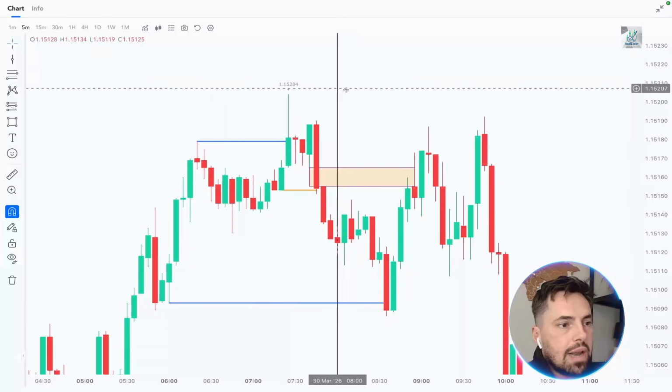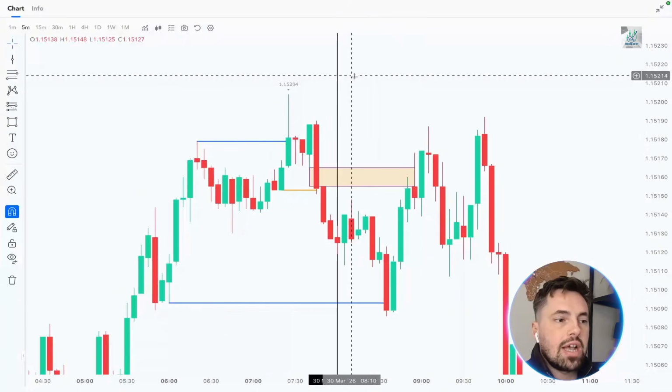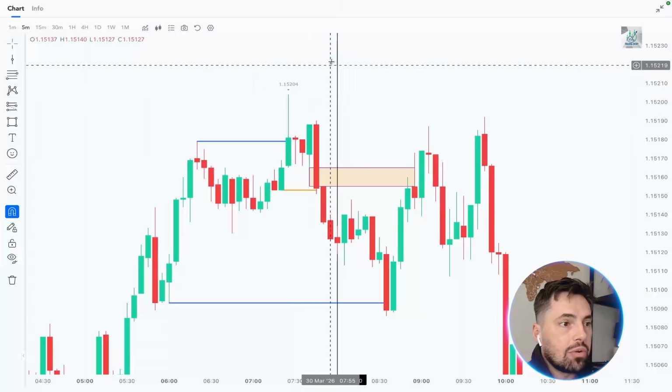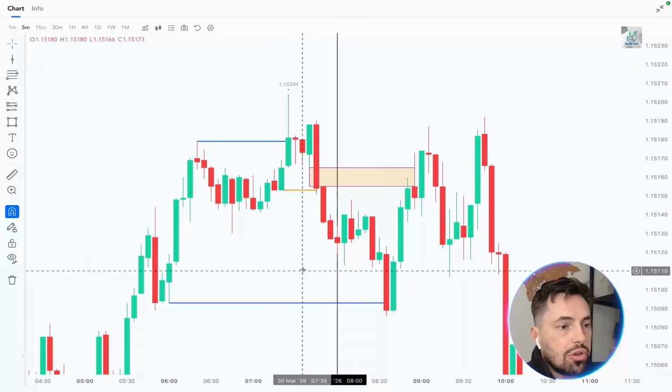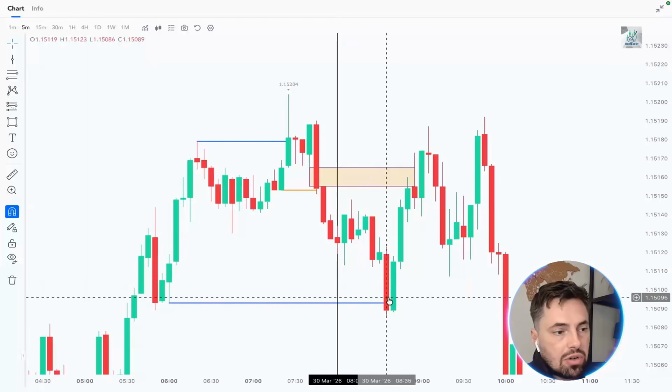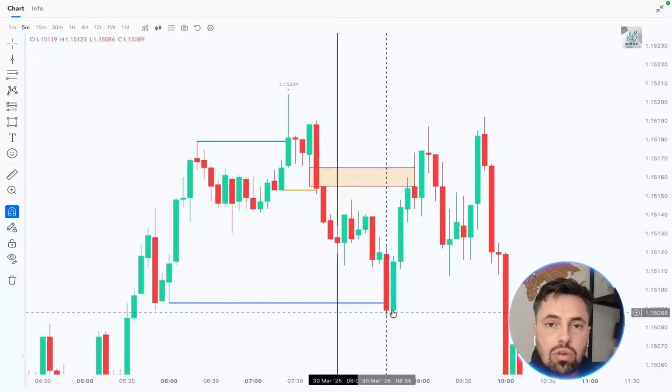Now, this black horizontal line that I've drawn is exactly when candle 2, the manipulation hourly candle, finished, right? So you can see that price pulled back a bit and then continued on to reach the 1 hour candle low.